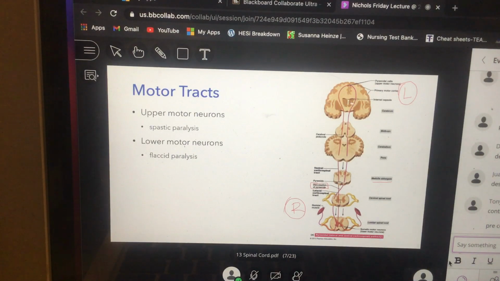Notice, this is the thalamus. Nothing passes through the thalamus. The thalamus is sensory only.